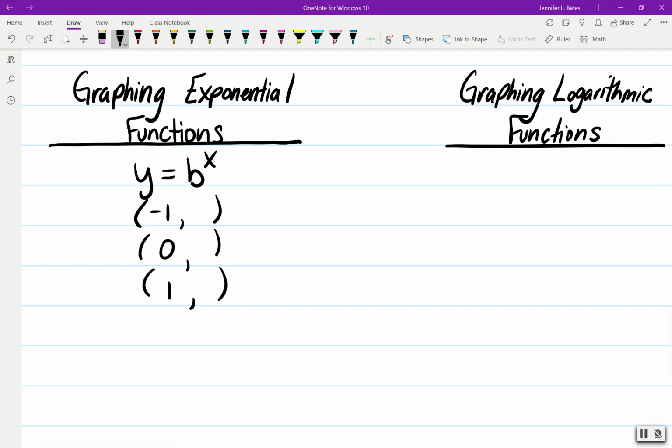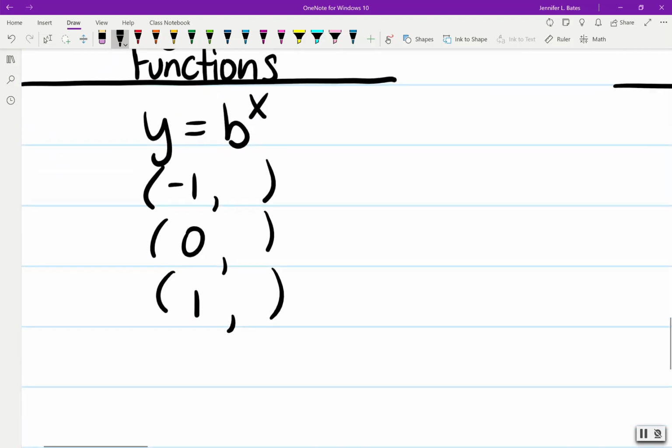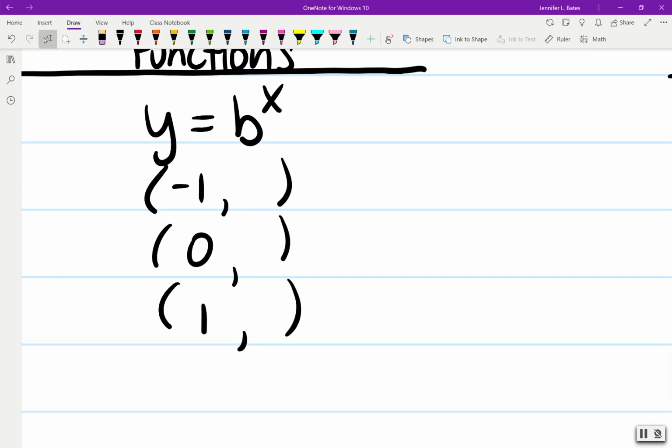Okay, so here's what I'm thinking. I'm thinking, okay, -1. So if I plug -1 into this function, b to the -1 power is the same as 1 over b. b to the -1 power is 1 over b. Then let's plug in 0. b to the 0 is 1. And b to the 1 is b. So now I have my points for exponential. How does that help me get to the log points?